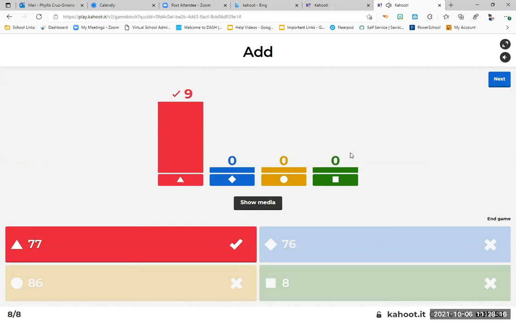Wow! Oh my gosh, everybody get up and spin around. That's the greatest thing I've ever seen. Everybody got it right. I am proud of you.